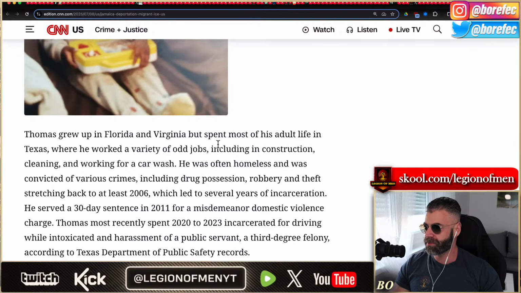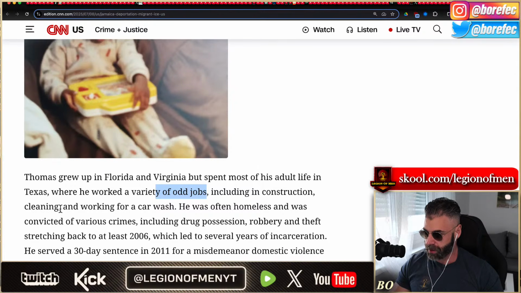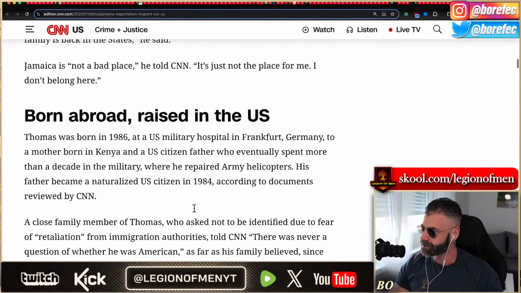Thomas grew up in Florida and Virginia, but spent most of his adult life in Texas, where he worked a variety of odd jobs, including in construction, cleaning, and working for a car wash. The red flags are starting now. Odd jobs. What happened when you went to college? What happened when you applied for a college loan? There's verification that needs to be done there. This guy is how old, dude?